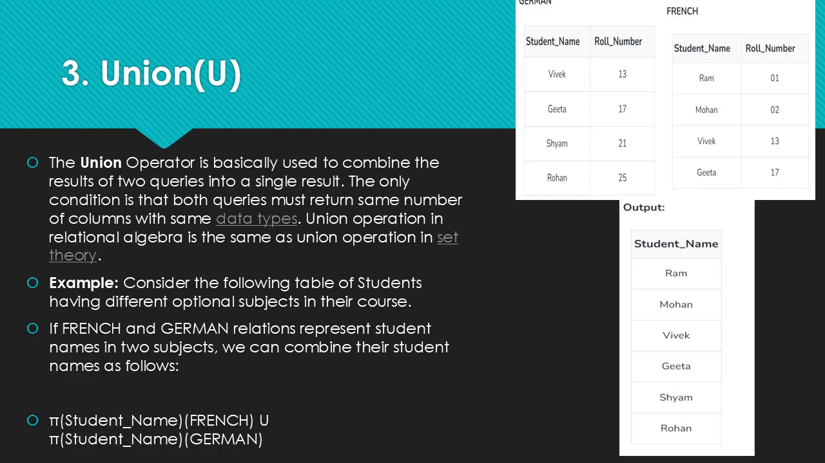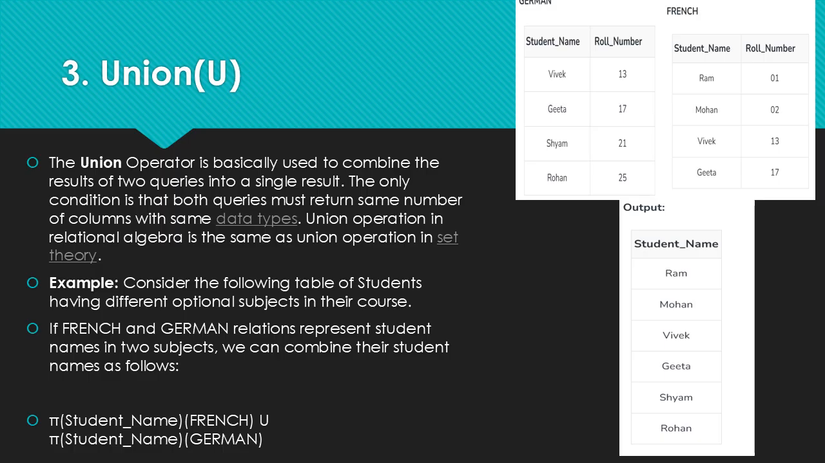Union, the U symbol is used. The union operator is basically used to combine the results of two queries into a single result. The only condition is that both queries must return the same number of columns with the same data types. The union operation in relational algebra is the same as the union operation of set theory.